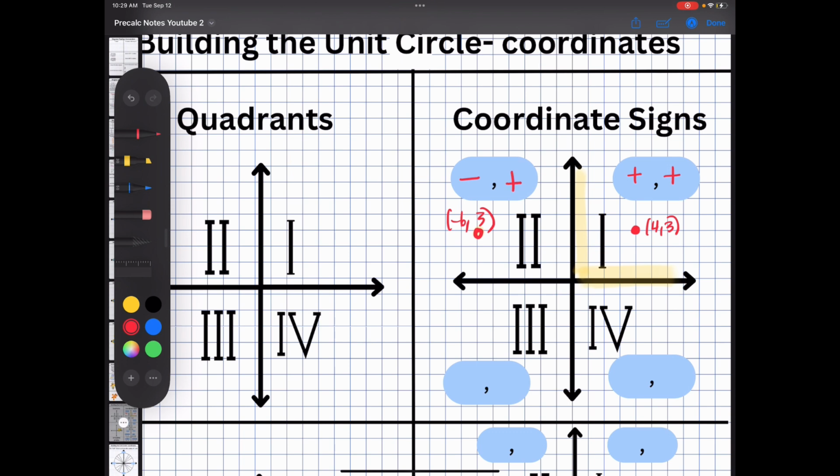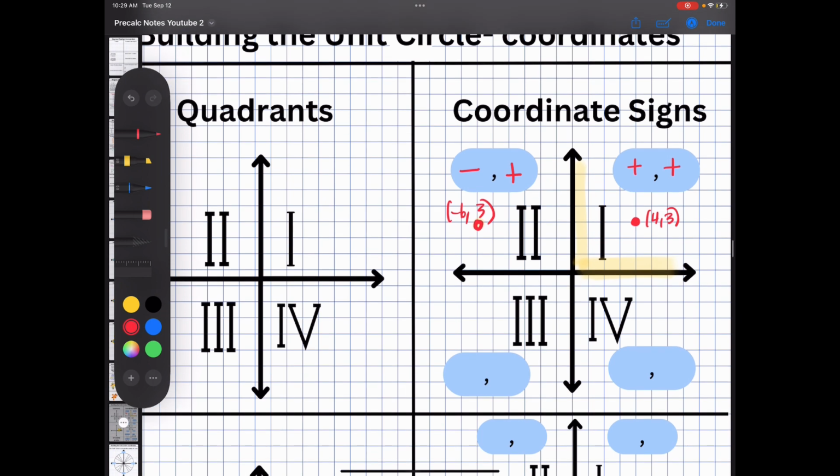Let's go down to the third quadrant and let's say I choose this point here. This is -5, -2. So both x and y are negative in the third quadrant. And let's choose this point for quadrant 4. This would be +7, -3. So x is positive and y is negative.